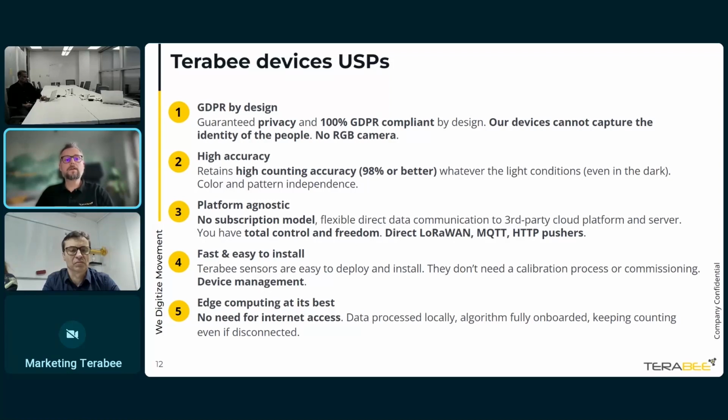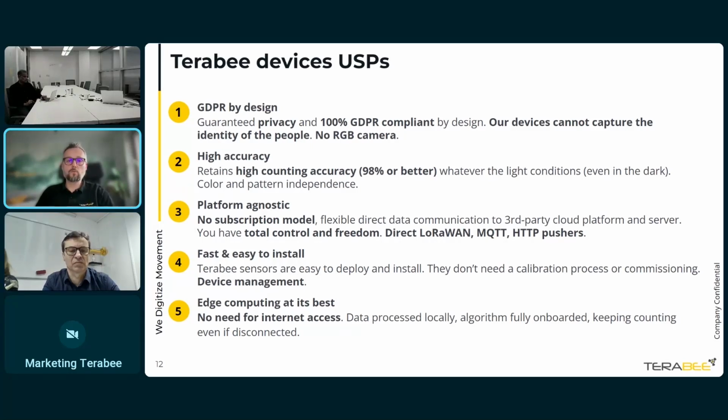98% or higher. And what is also very important for our customers, for the companies that work with our devices, we are fully platform agnostic. So you can buy the device and collect it via LoRaWAN or PoE. You can use your own cloud system, and we can push data from the sensors using MQTT or HTTP pushers. You can ask each of the sensors via the API. So basically, it does not matter what your full infrastructure is.